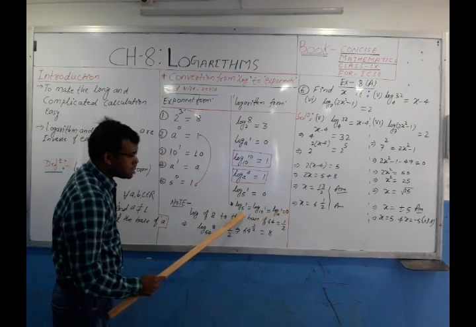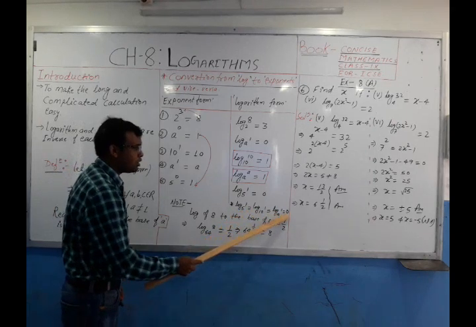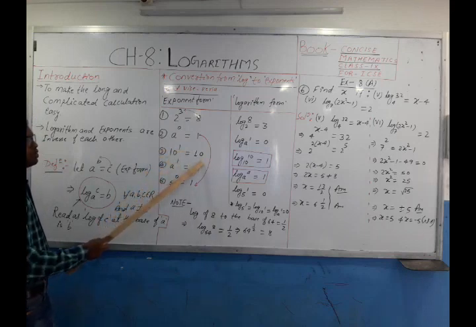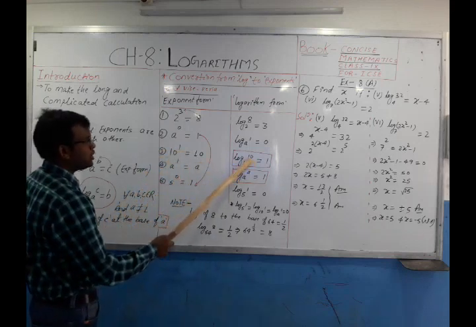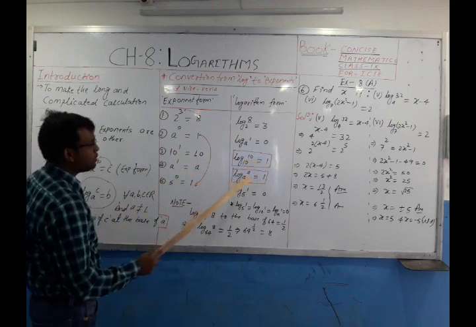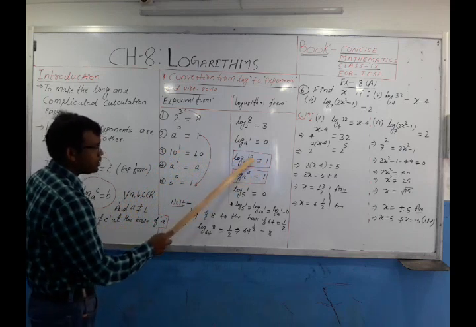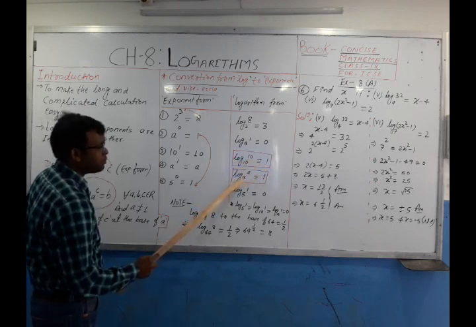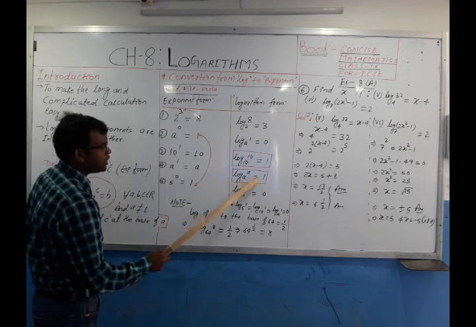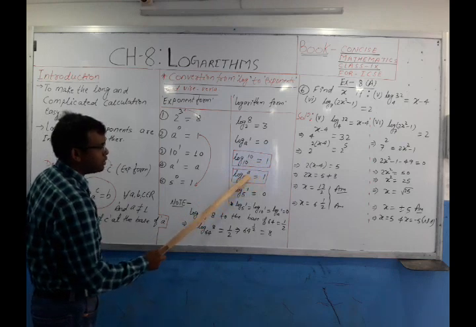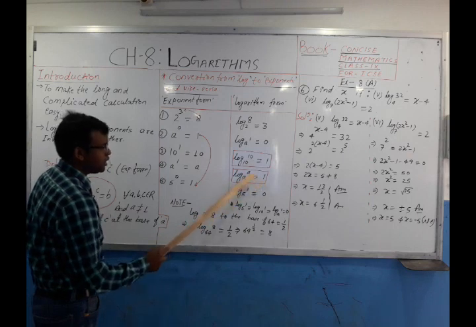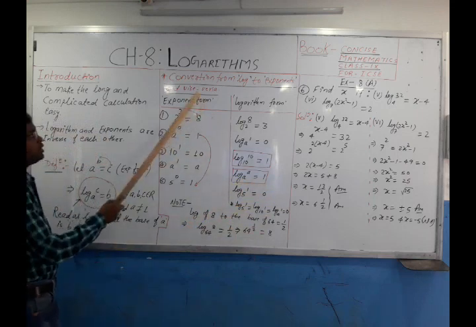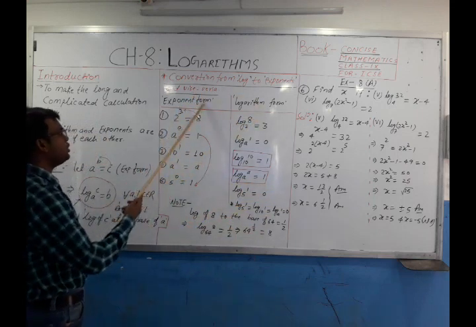So whatever the base is, the value of log 1 is always 0. Now see the third one: 10 to the power 1 is equal to 10. That means log 10 with base 10 is equal to 1. You must remember this formula: log a with base a is equal to 1. That means when the base and the number are the same, the value is 1 in logarithm form. These are examples of converting from exponent to logarithm or logarithm to exponent.